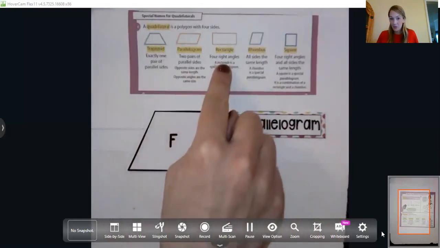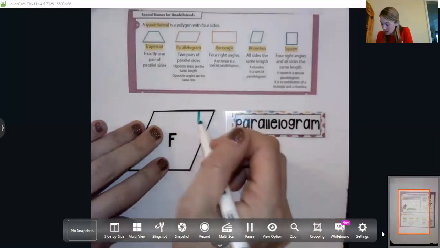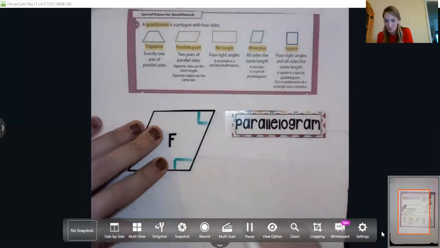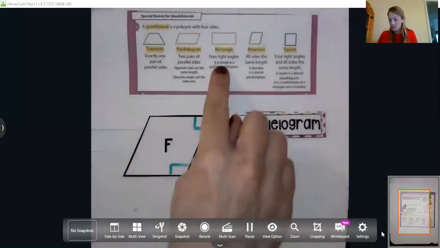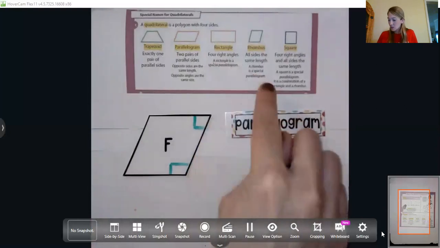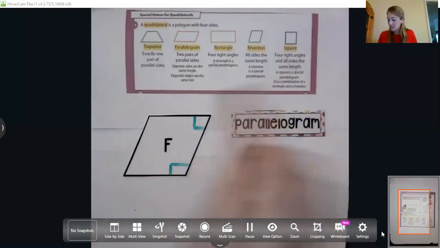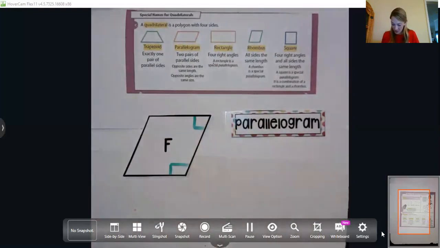Could it be a rectangle? Does it have 4 right angles? Okay, if I were to do my right angles here, is that making a square? No, those are not squares. So it does not have any right angles. So we're going to say no to rectangle. Could it be a rhombus? Are all sides the same length? Yes, every side is the same length, so it is a rhombus.